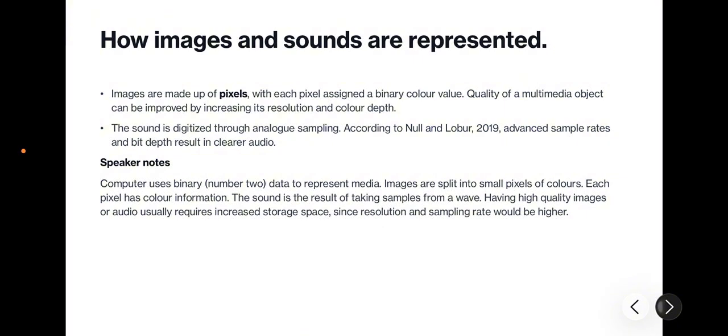Computers use binary data to represent media. Images are split into small pixels of colors, and each pixel has color information. Sound is the result of taking samples from a wave. High quality images or audio usually require increased storage space, since the resolution and sampling rate would be higher.